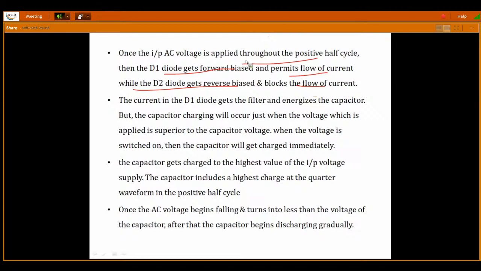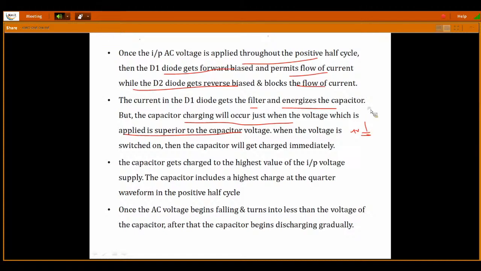The current in the D1 diode goes to the filter. Now the D1 diode current goes through the filter and energizes the capacitor, but the capacitor charging will occur only when the applied voltage is superior to the capacitor voltage. For example, initially the capacitor already has some inbuilt voltage. Just imagine 1 volt of charge is already there inside a capacitor. Now when it can store charge, the applied voltage must be superior to this, and only then can the capacitor charge. That is the meaning of this.